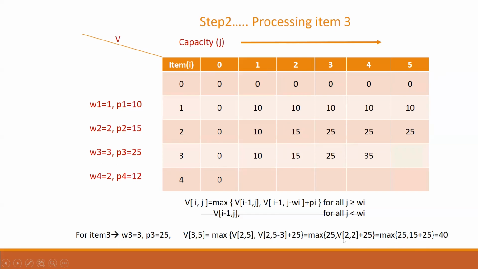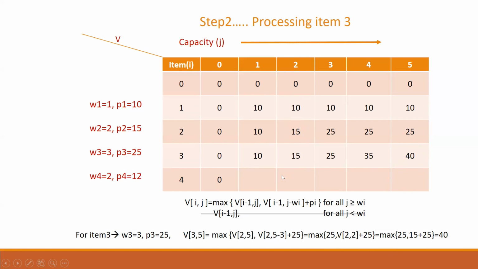You can also see here the maximum of 25, the previous solution, comma V of 2 comma 2. V of 2 comma 2 means in the previous row we are choosing the profit from the cell 2 comma 2, the remaining capacity of the bag, that is 15, plus the profit attained by item 3. So now it is 40. This cell is filled with 40.